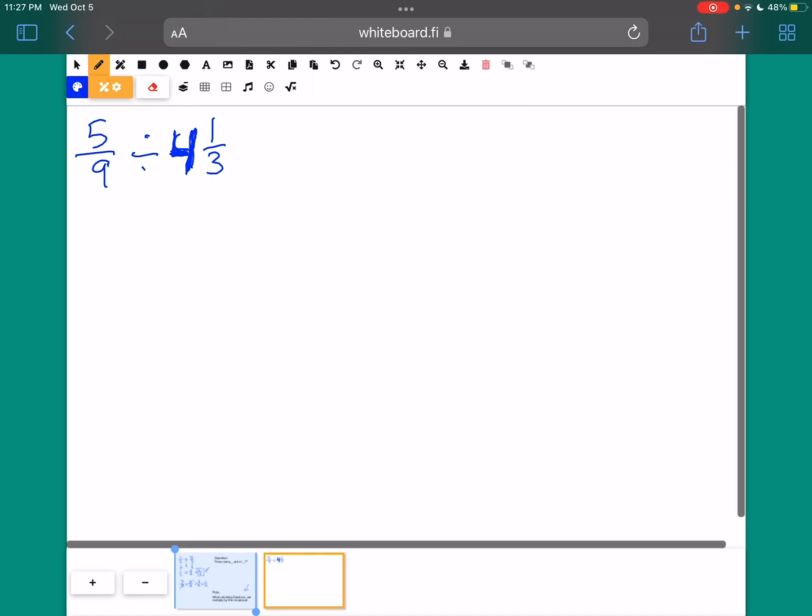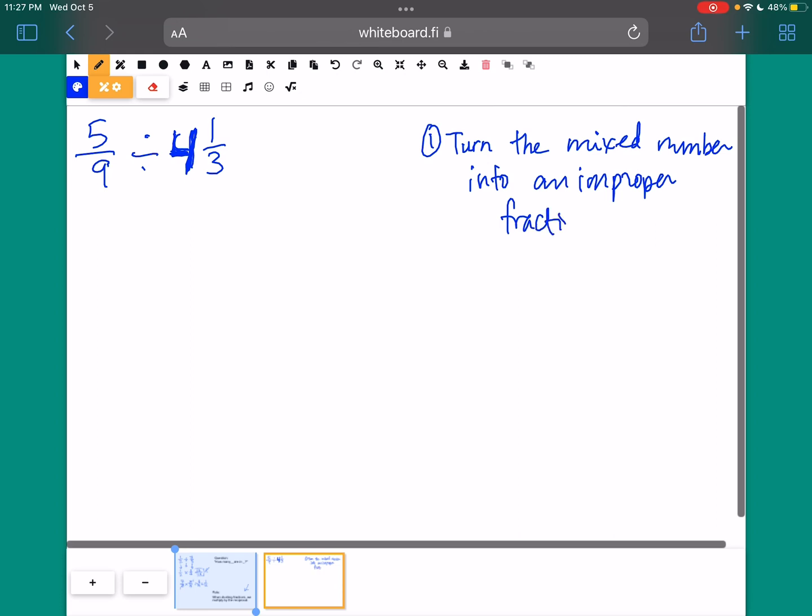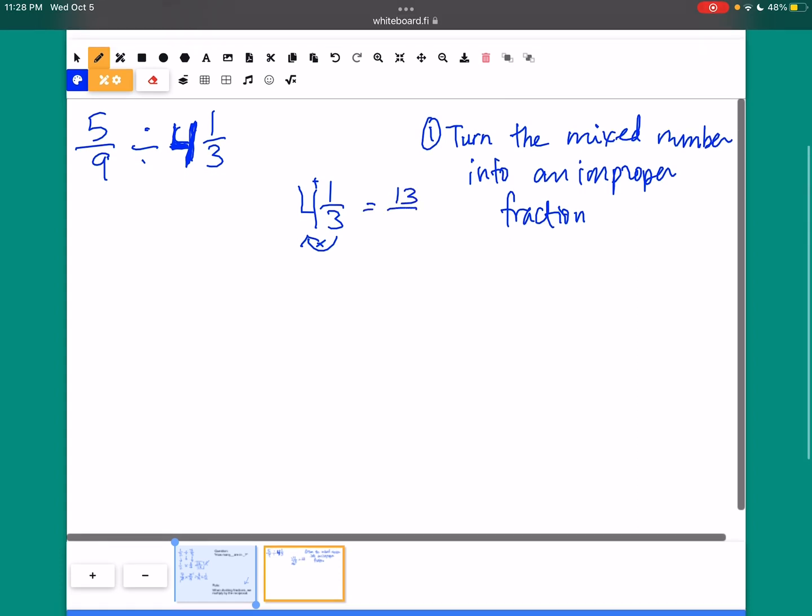Is it easy to work with mixed numbers? No, it really isn't. And so the very first thing we want to do is turn the mixed number into an improper fraction. All right, so in this case, 4 1/3. So you have 4 wholes made out of third size pieces. So you multiply thirds times 4 wholes, and you get 12. And then you add your extra piece. Okay, so this is going to be 13 thirds.